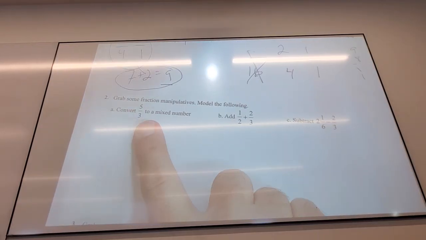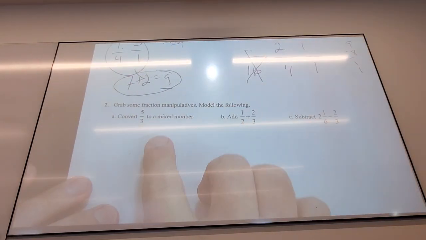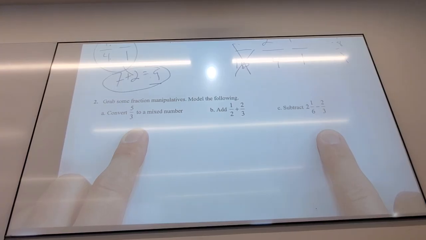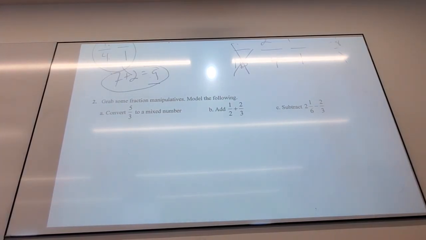Okay. 5/3, convert to a mixed number. Actually, let me ask this. Does anyone want to do any of these 3? Which one do you want to do? I'll do the second. Second one? Okay, come on. I've got bits and pieces here.